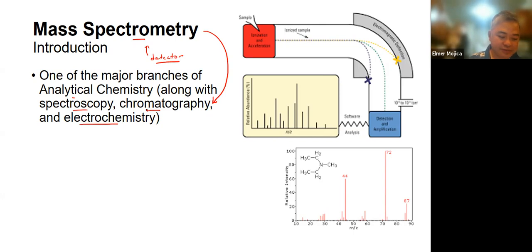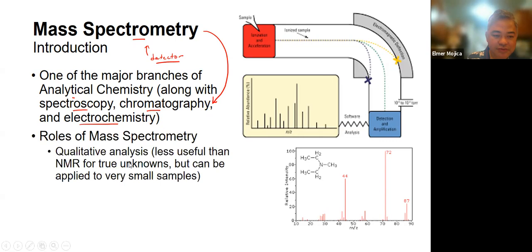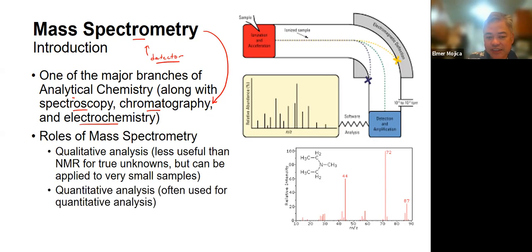the detector. If you look at the role of mass spectrometry, it is very good for qualitative analysis. It's less useful than NMR for true unknowns, but can be applied to very small samples. It can also be used for quantitative analysis. In one of the videos, it will tell you how the principle works: you ionize your sample, break it into masses, and then pass it through the detector. You end up with an output or signal that we call a mass spectrum. I'll try to cover this today.